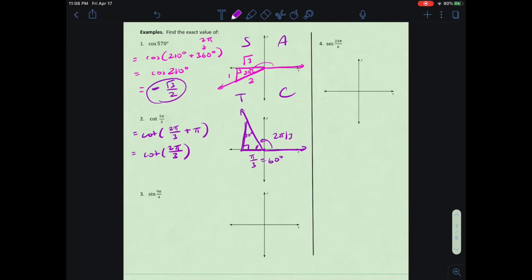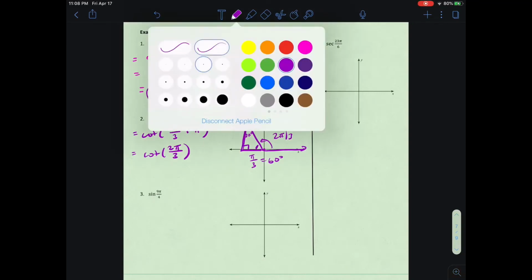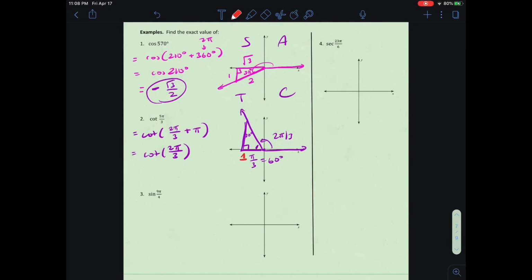All right, let me put this 30 here. So labeling the sides, I know that this is a 1. The shorter side is always 1. The hypotenuse is 2. The longer leg is square root of 3. In quadrant 2, cotangent would be negative, because again, we know that sine is the only one that's positive in quadrant 2. And then cotangent is adjacent over opposite, right, the reciprocal of tangent.